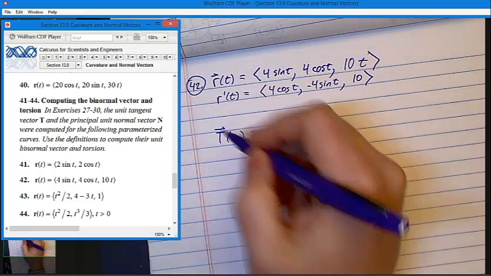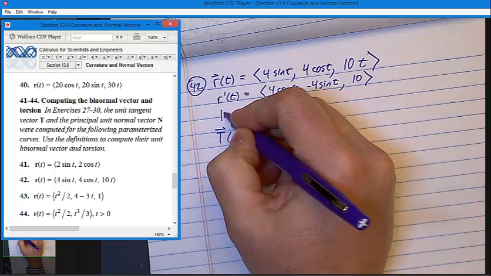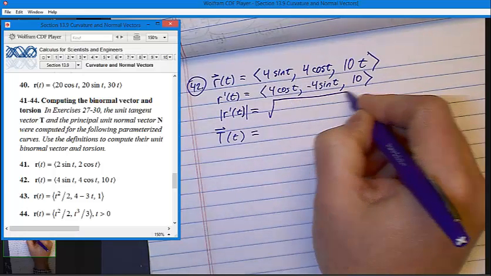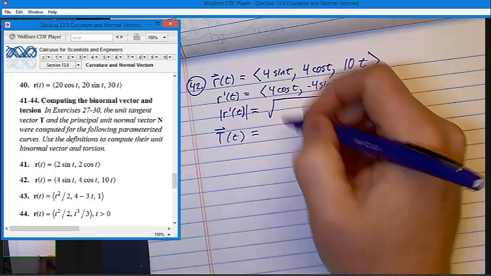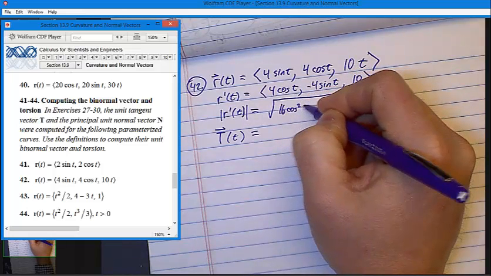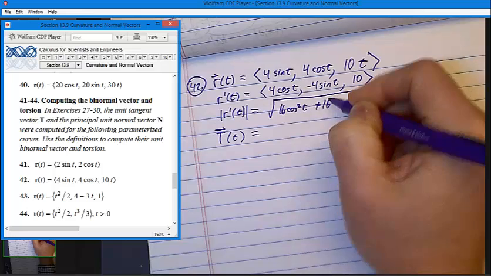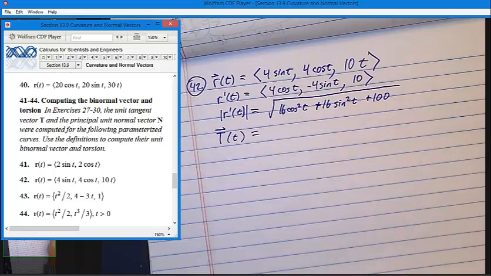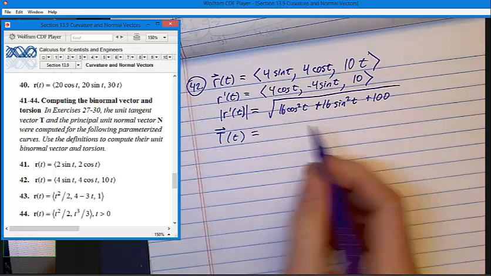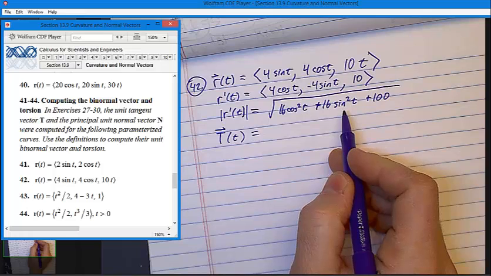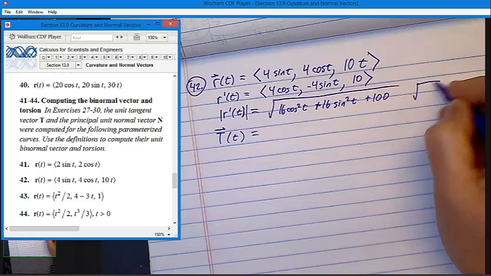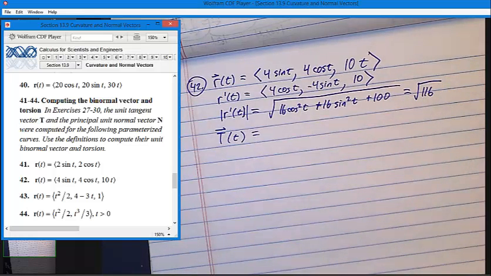So then the magnitude of r prime, right? We can compute that. So it's the square root of this stuff squared, one at a time. So we have 16 cosine squared t plus 16 sine squared t plus 100, yeah? Right, because the cosine squared plus sine squared equals what? 1. So if we factor out that 16, add it to 100, I'm getting 116. Okay?